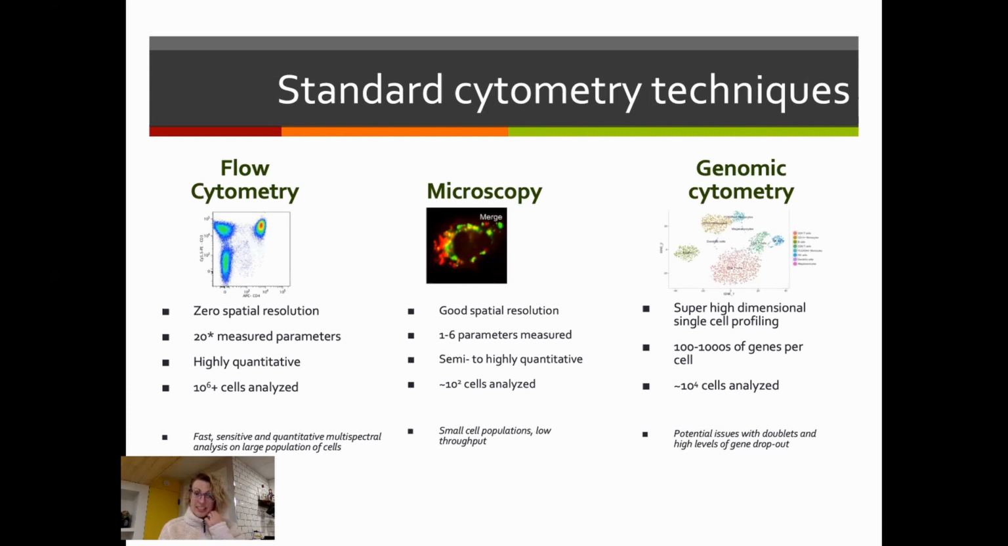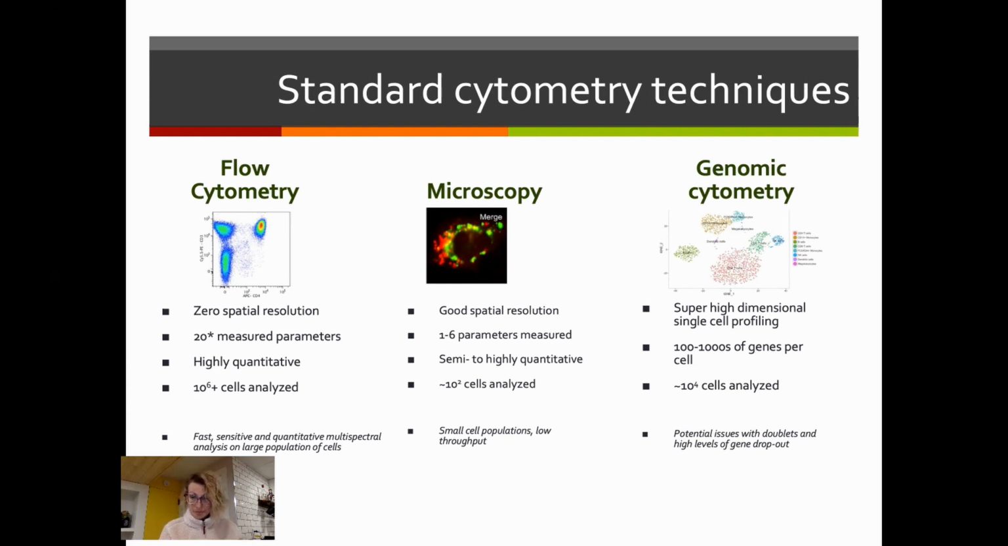Microscopy, on the other hand, has really good spatial resolution. So you can see your cells and you can see where in the cells whatever you're looking at is expressed. However, generally you look at many fewer parameters, so usually 1 to 6. It is also much more time consuming, so it can be less quantitative because generally you look at fewer cells. So you can think of microscopy as a small cell population, low throughput, but excellent spatial resolution way of looking at your cells.